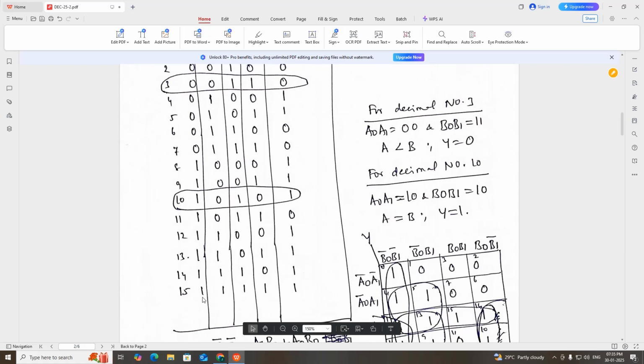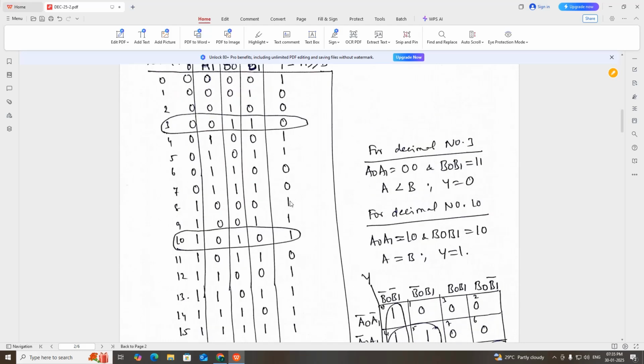So for example in the 15th, you can see a equal to b here. So therefore 1. Now here A is greater than B, 1. Again this combination A is greater than B, therefore 1. Again here A is greater than B, 1. So likewise you can complete for the remaining input combinations.